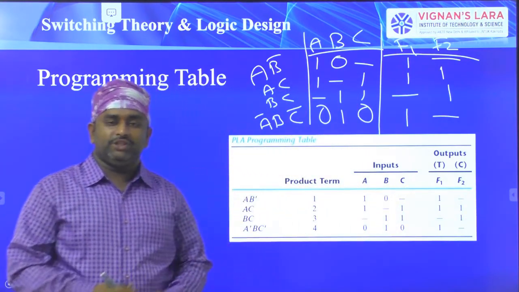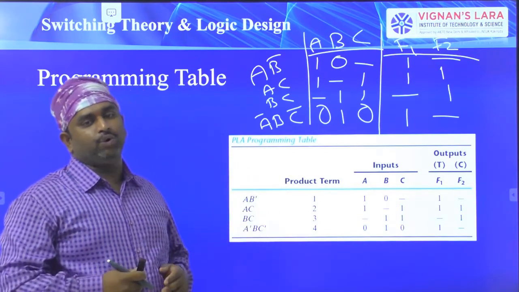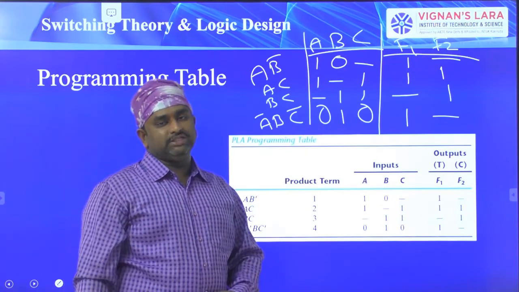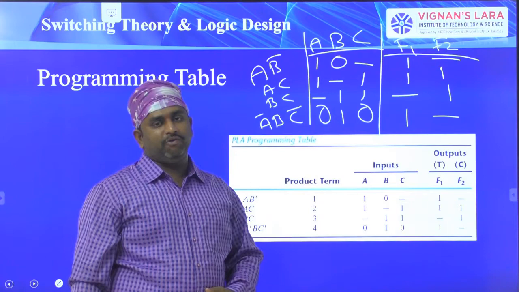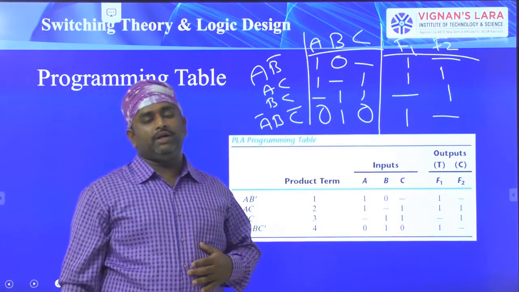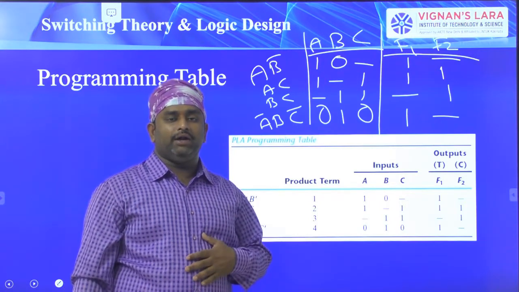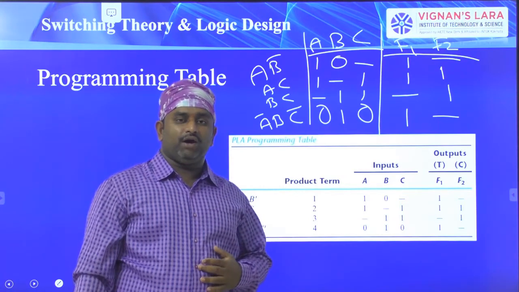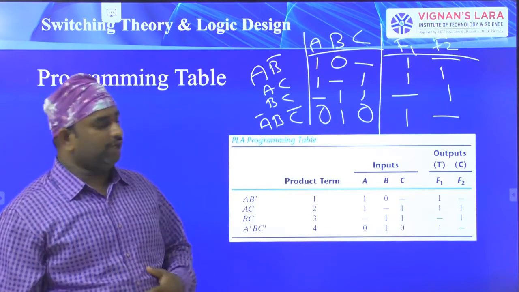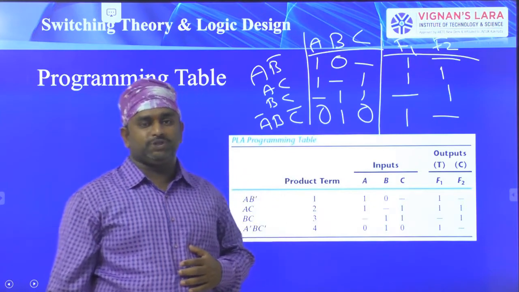This programming table gives the information on how many inputs we have utilized, how many outputs we have utilized, and which function is related to which minterm. Based on this, they will identify how many gates we require, how many input lines we have to keep, and what their configurations are. When you are implementing hardware for the given Boolean function, this programming table will give the minterm specifications and input specifications.